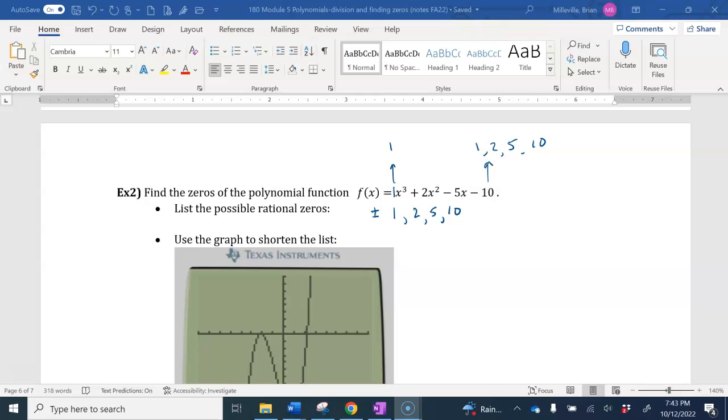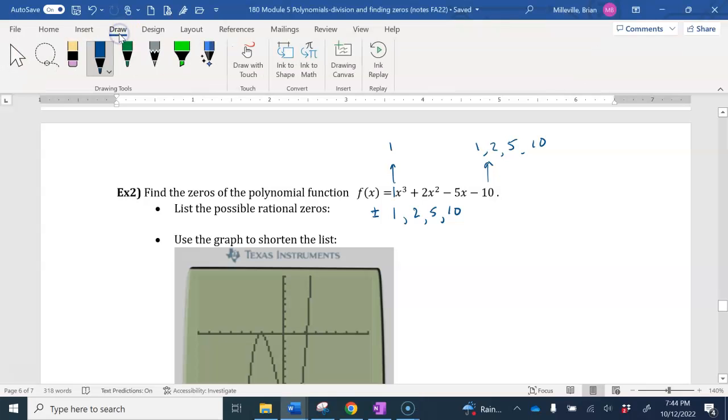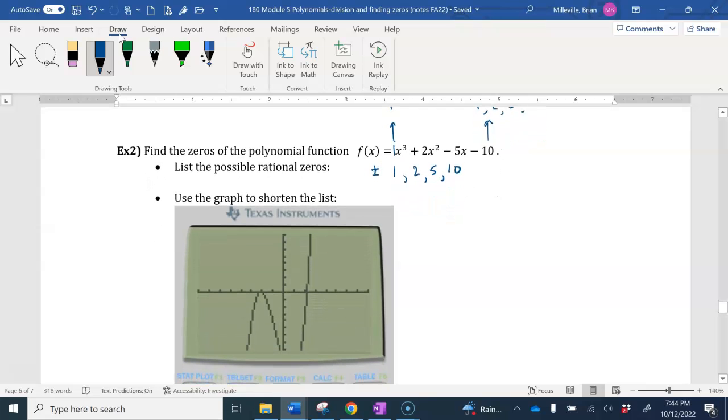The leading coefficient is 1, so our only possible rational zeros would be 1 over 1, which is 1, 2 over 1, which is 2, 5 over 1, or 10 over 1, which are 5 and 10, plus or minus, including the sign could be positive or negative. Now looking at the graph, it's not totally clear whether 2 is a root or not. It seems like negative 2 should be a 0.